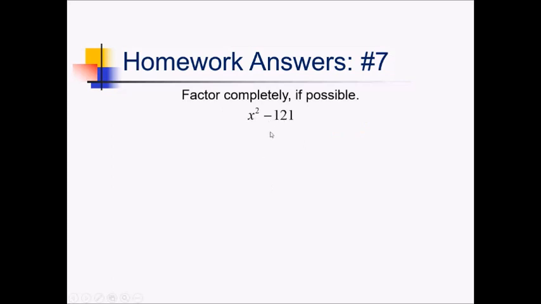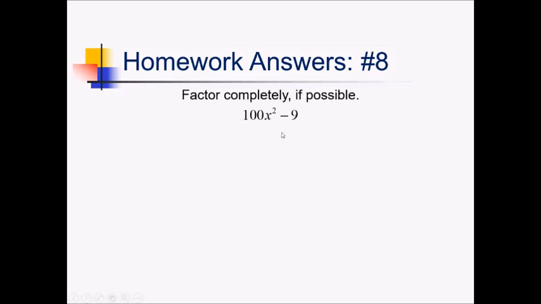To factor this difference of perfect squares, our answer is going to be in the format of a plus b, a minus b. So we need to square root each of these things and put them in a plus minus. Square root of x squared is x. Square root of 121 is 11. So we've got x plus 11 and then x minus 11.